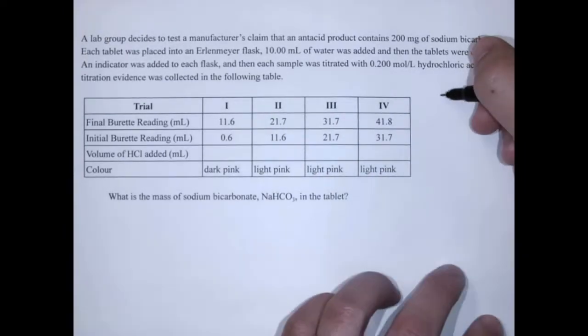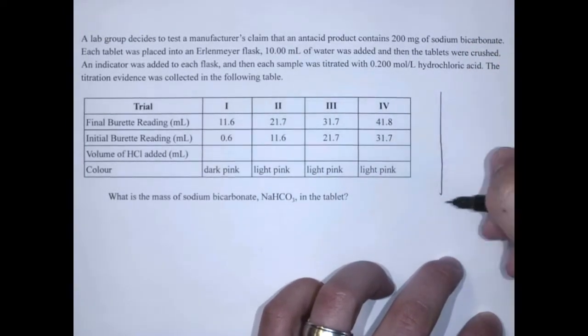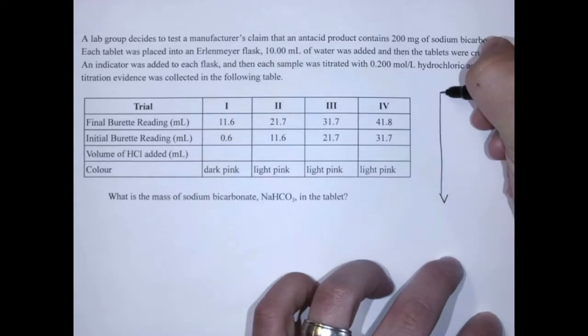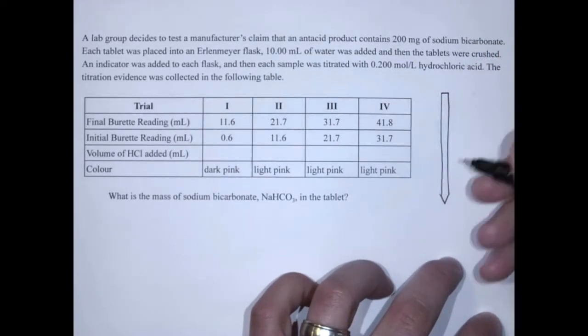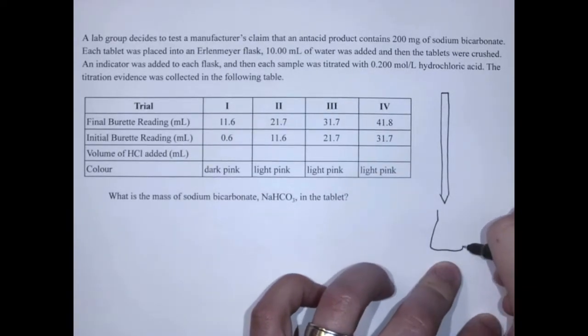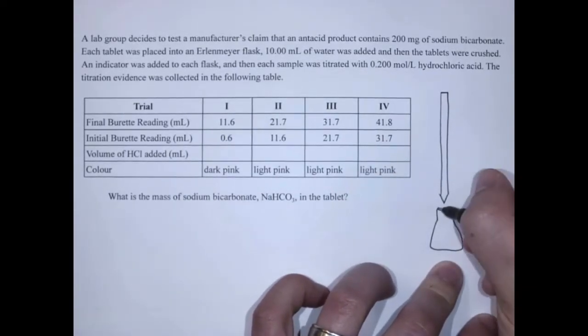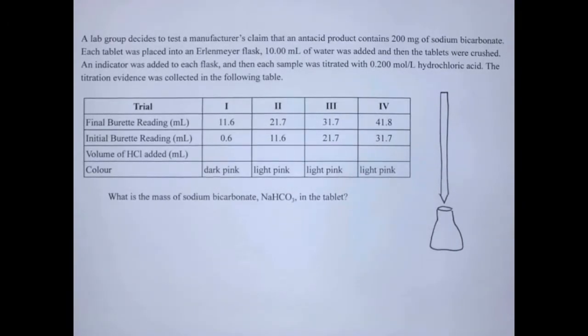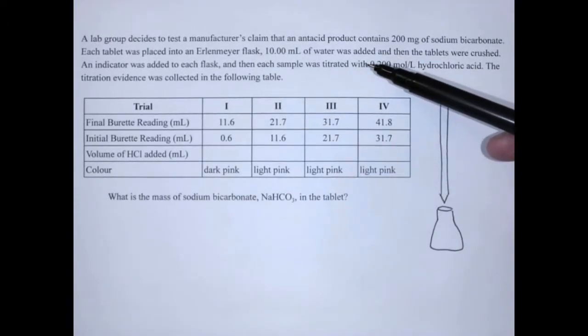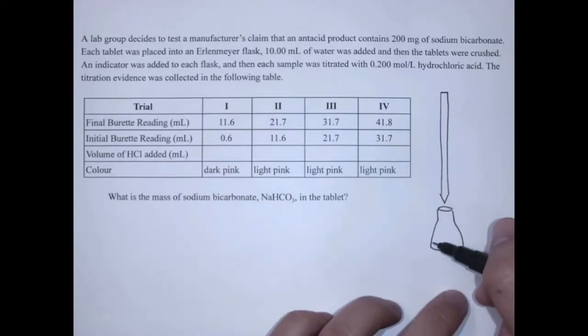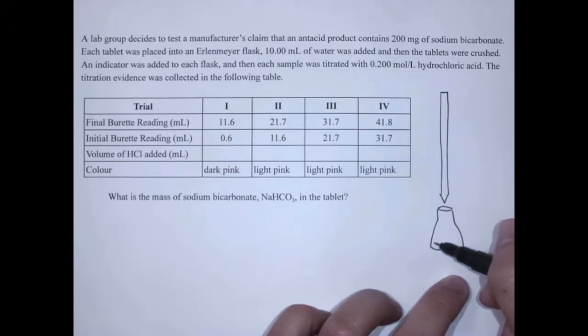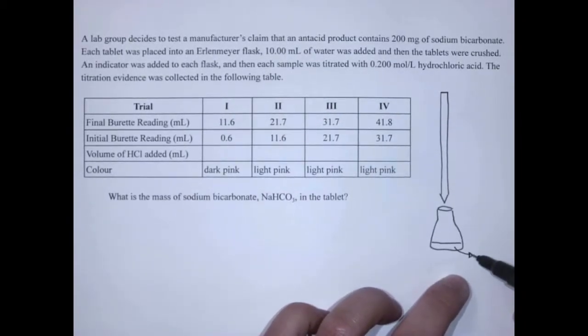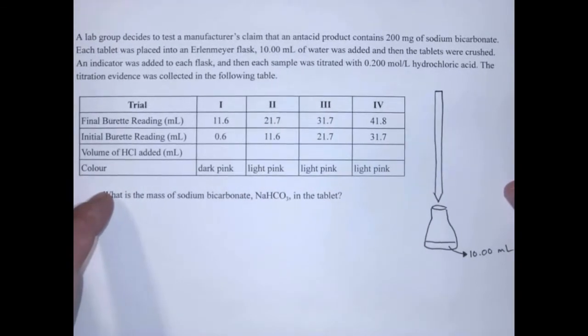So, from our previous video, and hopefully you watched that one, the titration setup looks like a burette with a flask. And this write-up says that we had a tablet placed into an Erlenmeyer flask, and there's 10 mL of water, and the tablets were crushed. So we can assume that the tablets were completely dissolved, so all the sodium bicarbonate is dissolved, and there were 10.00 mL of it in that flask.